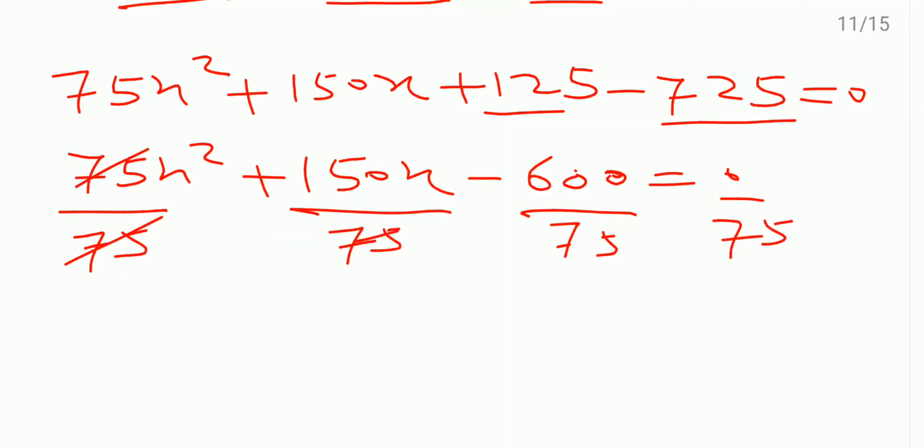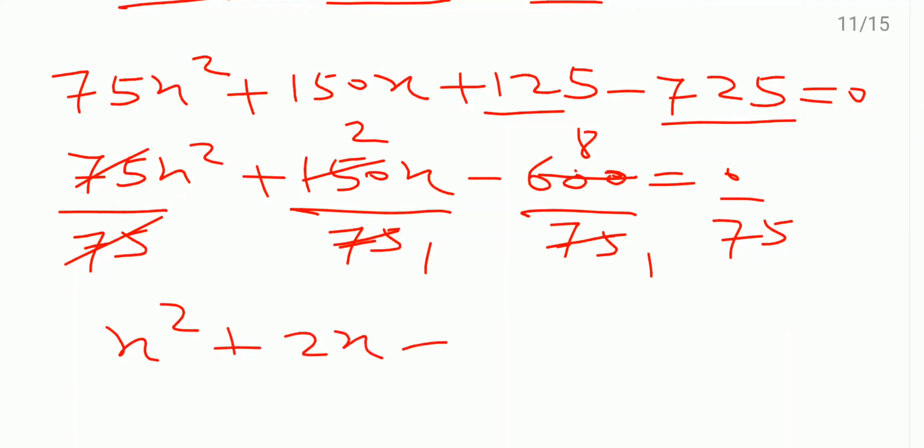75 got cancelled, 75 ones are 75, 75 twos are 150, and 75 eights are 600. Correct. So it is x square plus 2x minus 8, which is equal to 0.